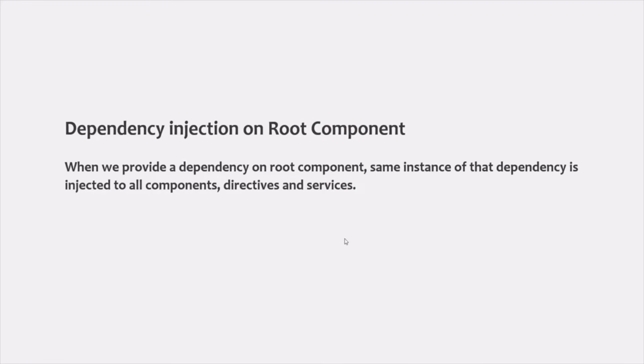Now we can also provide a dependency on the root component. And the root component in our example is the app component. So when we provide a dependency on the root component, the same instance of that dependency is injected to all components, directives, and services.